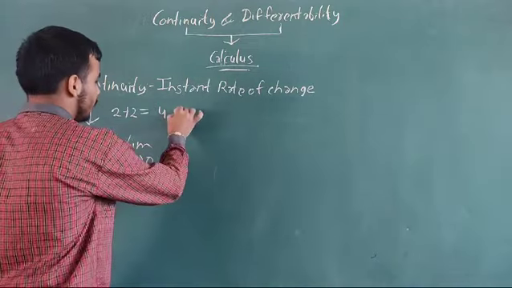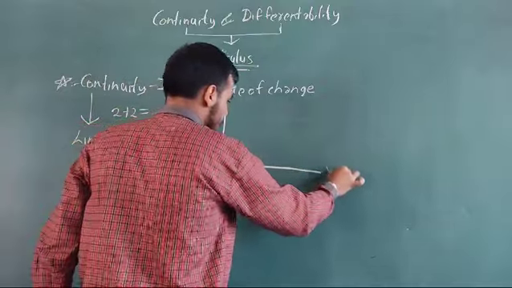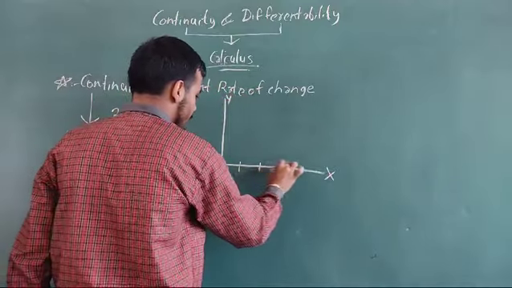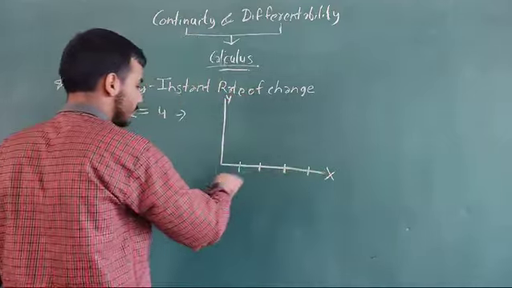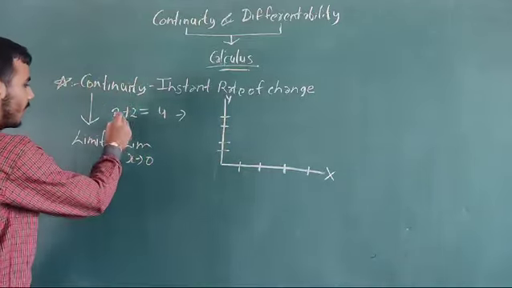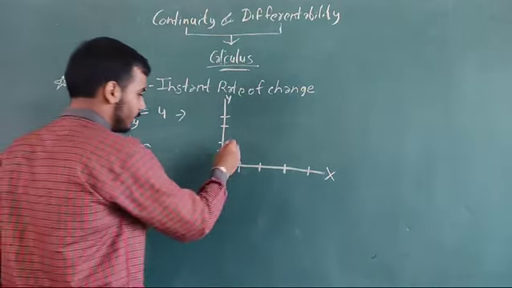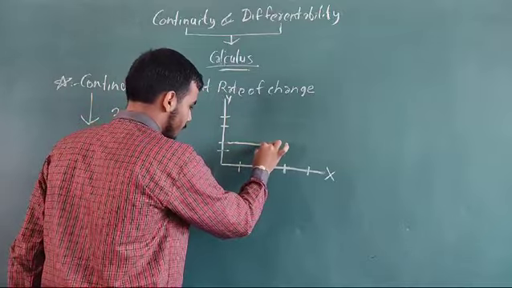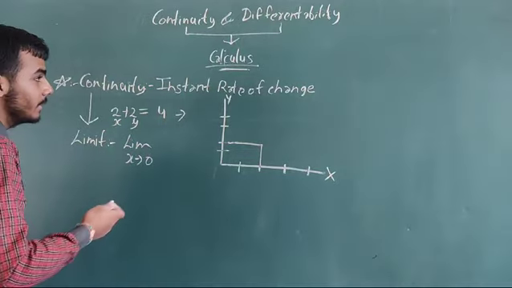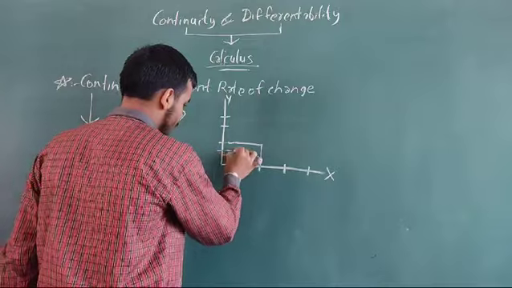And here our diagram will be like this. This is our x-axis and this is our y-axis, and these are our points 1, 2, 3 and 4 on the x-axis, and similarly on the y-axis. If x is 2, then as we know y will also be 2. Then the diagram of this will be like this. But if we talk about the tendency of continuity, meaning instant rate of change, then our points will be like this.